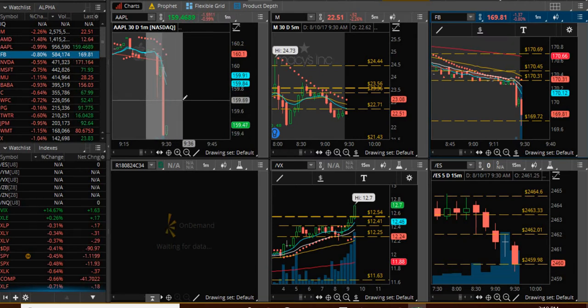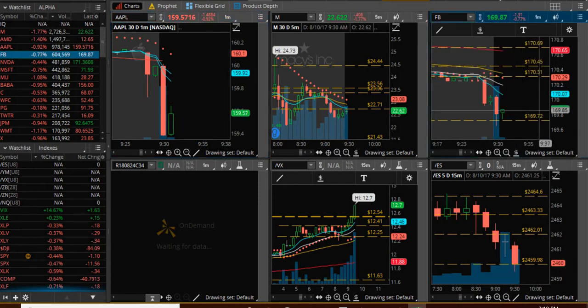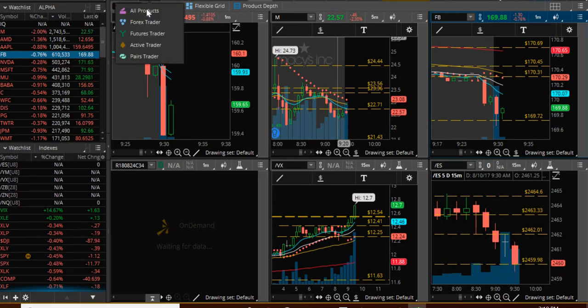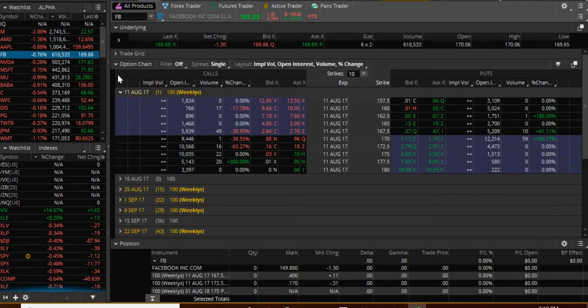Apple is crashing. I like to get a pop before I get into any stock. So, I actually like Facebook. So let's see what's happening with Facebook. Let's go to our option. Let's go to our option chain.